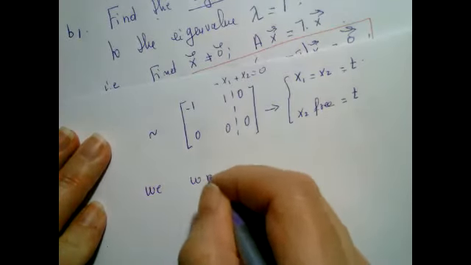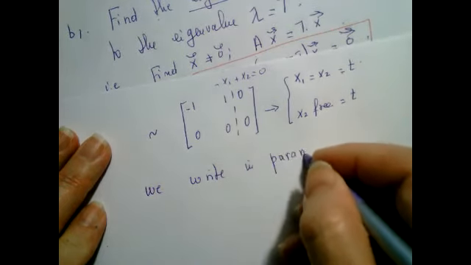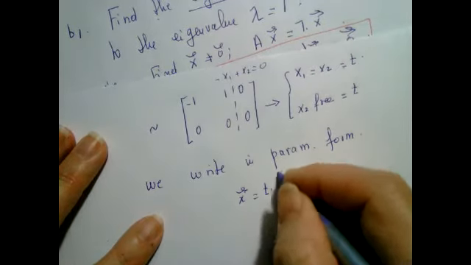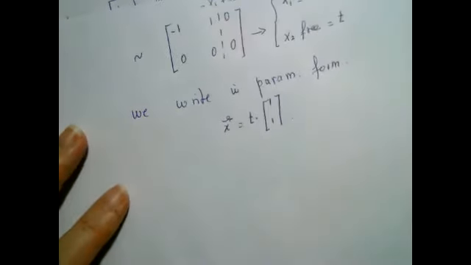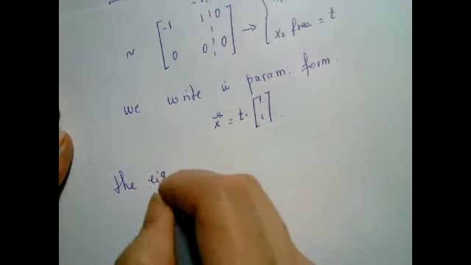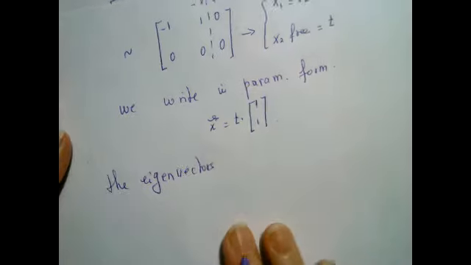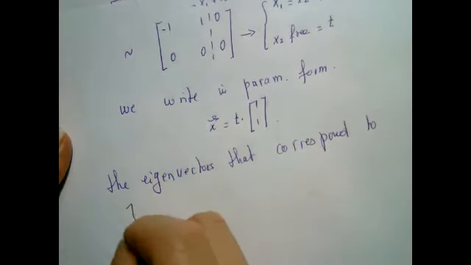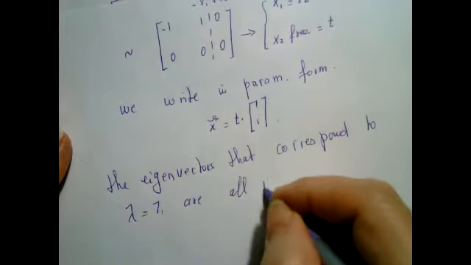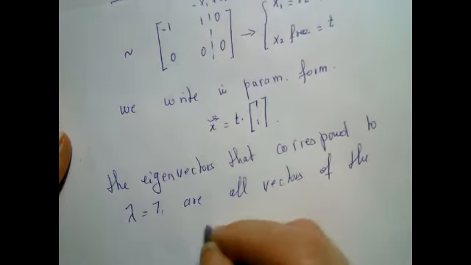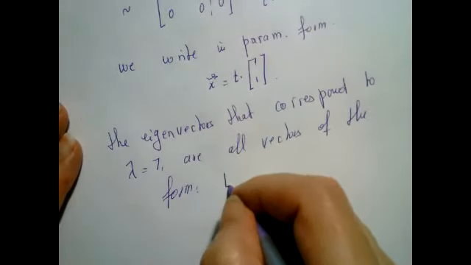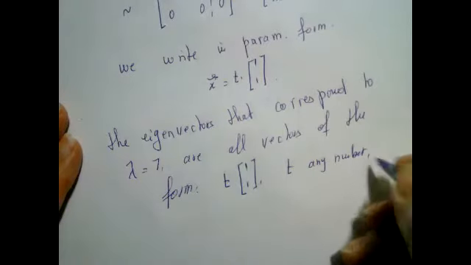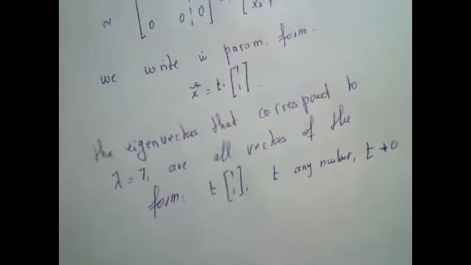So we write in parametric form, and you get x equal t times 1, 1. What does it mean? It means that the eigenvectors that correspond to lambda equal to 7 are all vectors of the form t times 1, 1. Means all the scalar multiples of those vectors, where t is any number different from 0, because eigenvectors, by definition, are non-zero vectors. So I have to exclude 0.